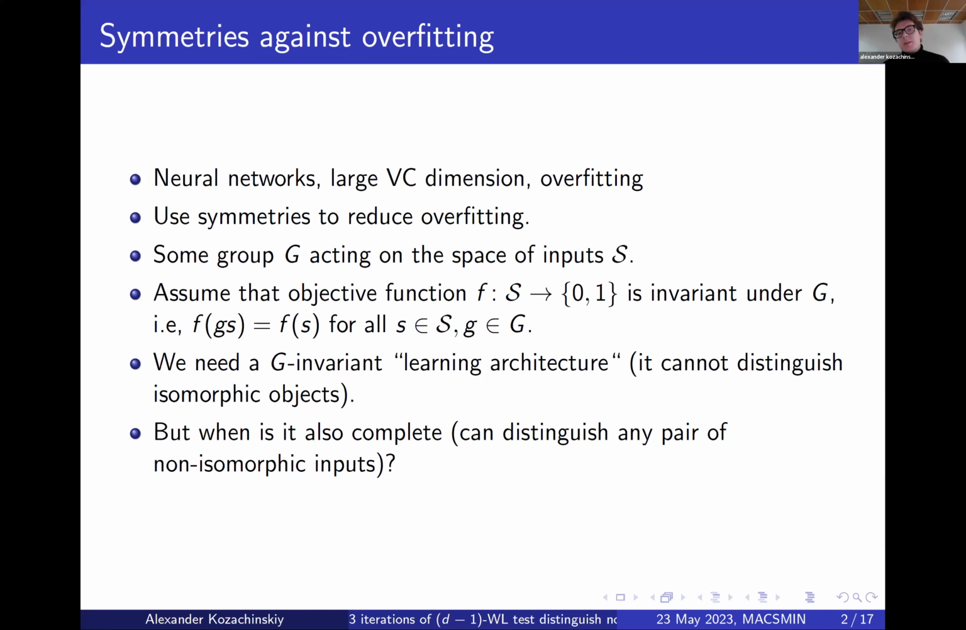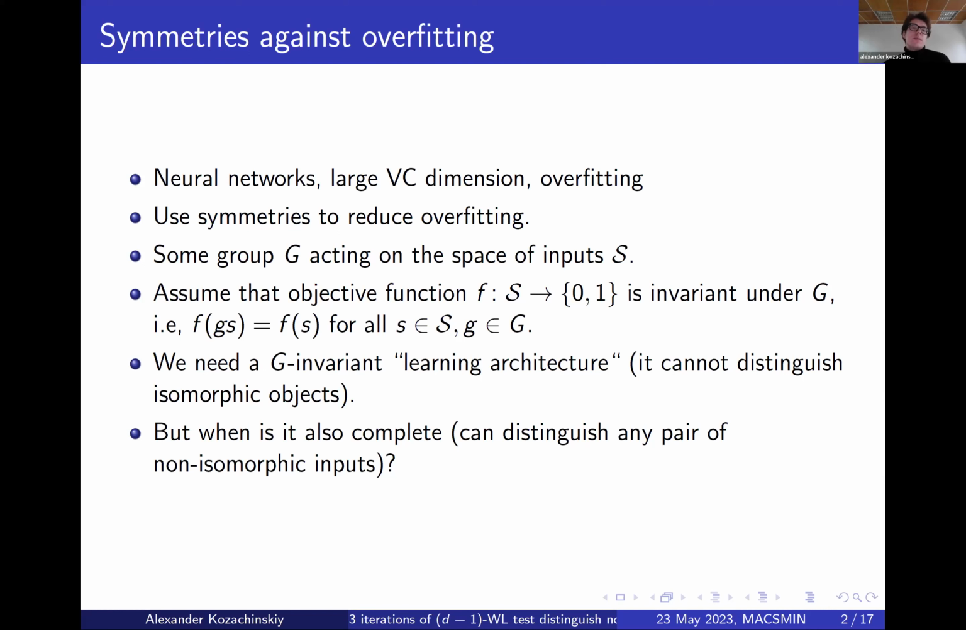The general idea is that sometimes we have some symmetries in the problem, and we can try to use them to fight this overfitting phenomenon. And by the way, sorry, I forgot: if you have any questions, please ask during the talk. So what do I mean by symmetries of the problem?